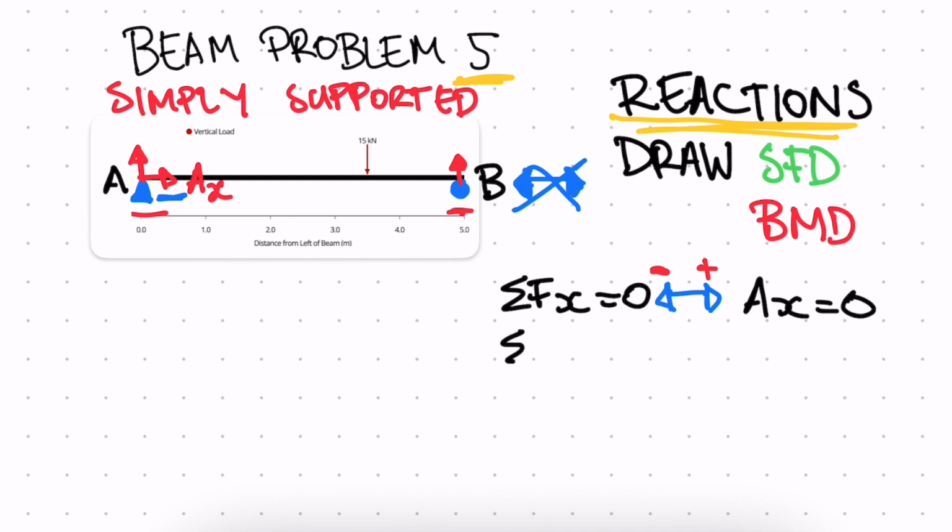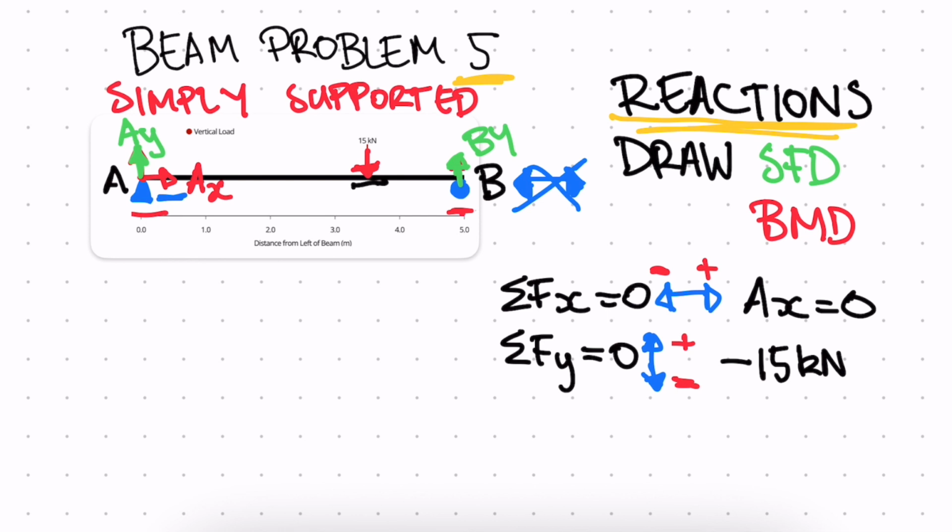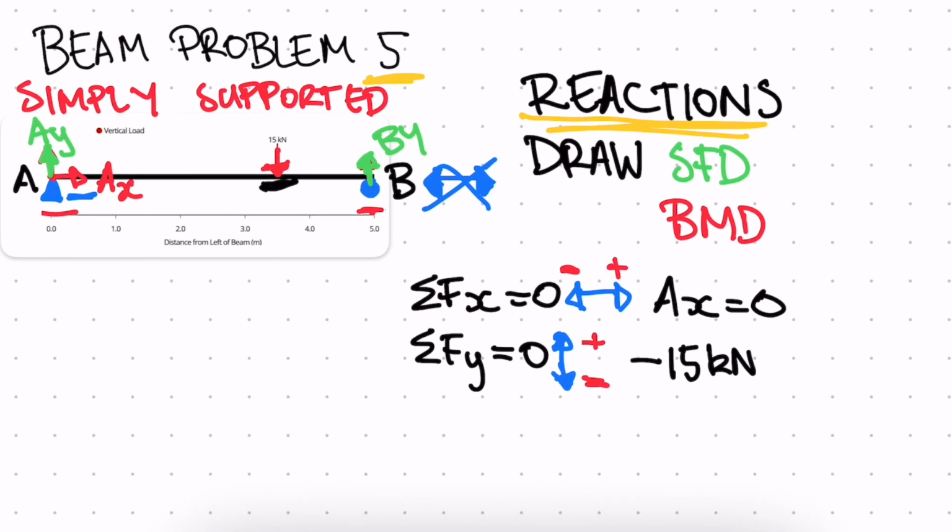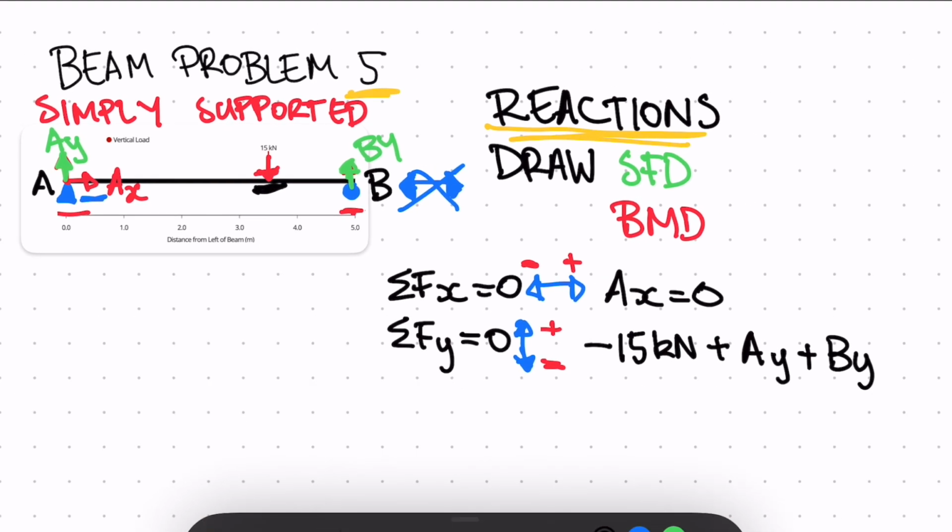Then we can write sum of forces in the Y direction equal to 0. So any forces acting up or down, up we'll say is positive, down we'll say is negative. So the force that we have is this 15 kilonewtons acting down. And we don't have any other forces. We only have our reactions. So we have a reaction BY and a reaction AY. So we have a negative 15 kilonewtons acting down. We have a positive AY and a positive BY. And this will be equal to 0.